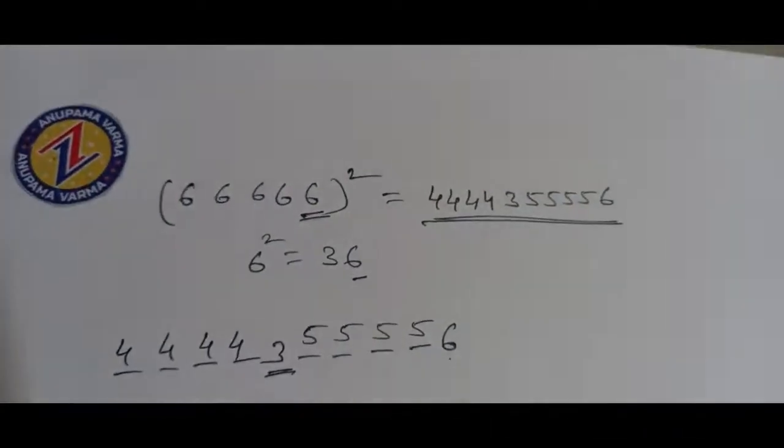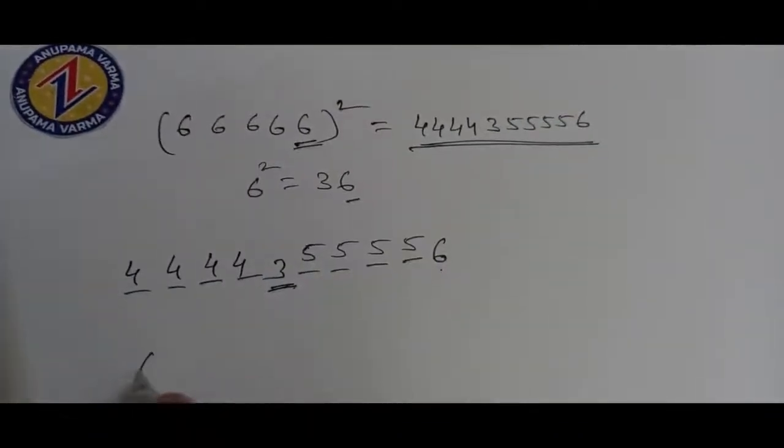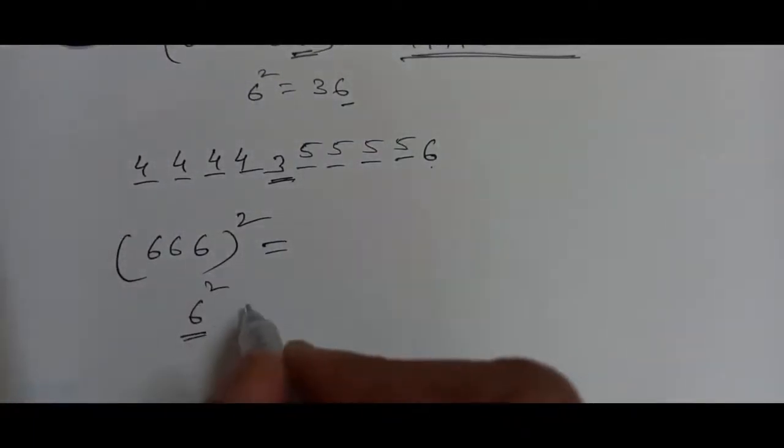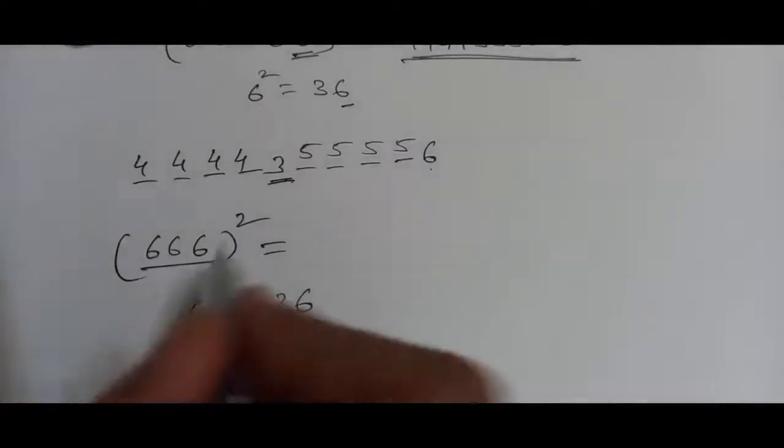Okay, let's see 666 square. So the last digit is 6. So 6 square is equal to 36. Write 6 here. How many spaces we need to leave? This is 3 digit, no? So leave only 2 digits. Then write this 3. Again leave 2 spaces.